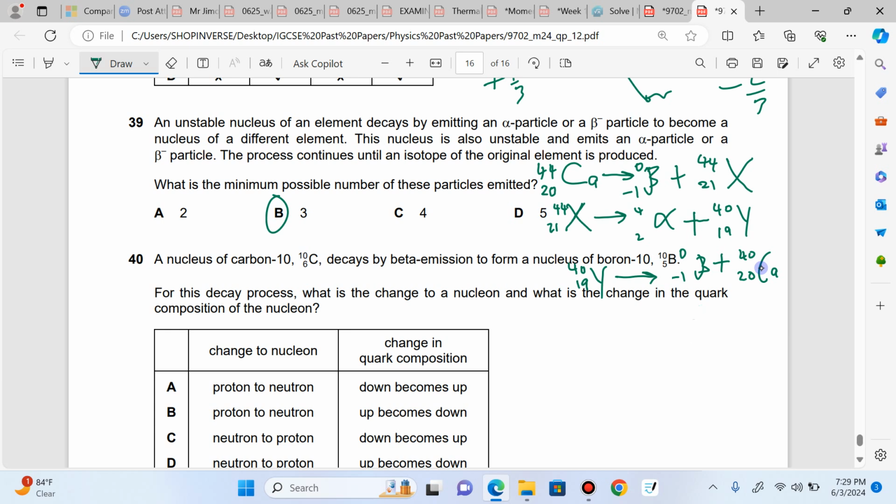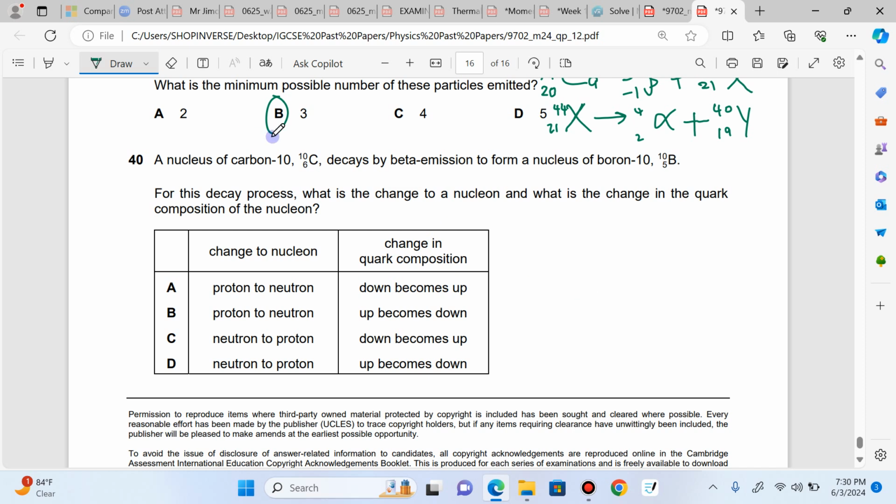Now you go to question number 40, the last question. A nucleus of carbon-10 decays by beta emission to form a nucleus of boron. For this decay process, what is the change to a nucleon, and what is the change in the quark composition of the nucleon? Okay, let's go.